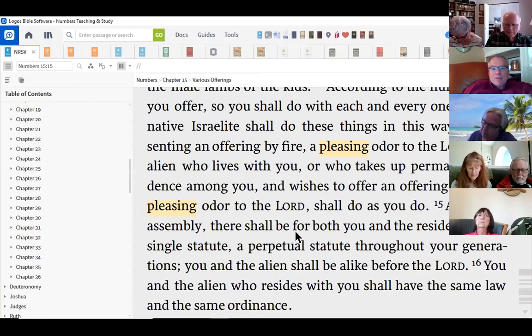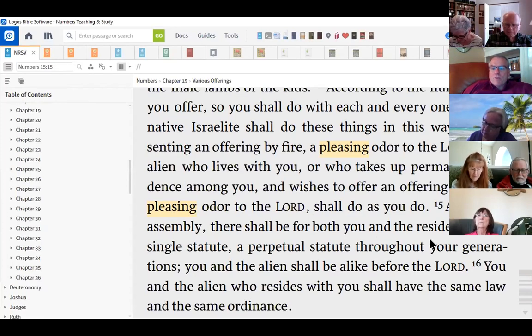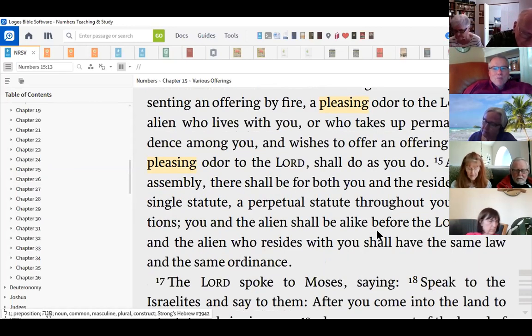As for the assembly, there shall be for both you and the resident alien a single statute, a perpetual statute throughout your generations. You and the alien shall be alike before the Lord. You and the alien who resides with you shall have the same law, the same ordinance. Boy, isn't that interesting, huh?